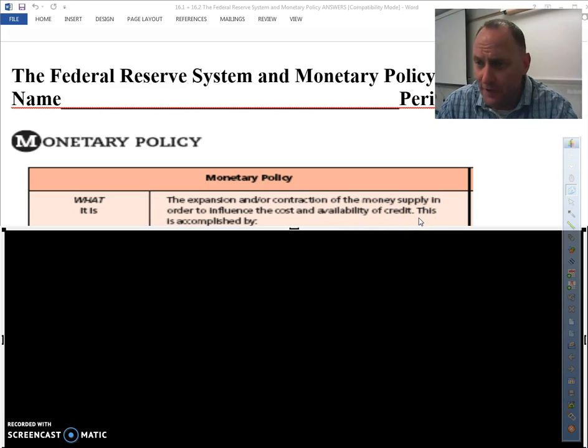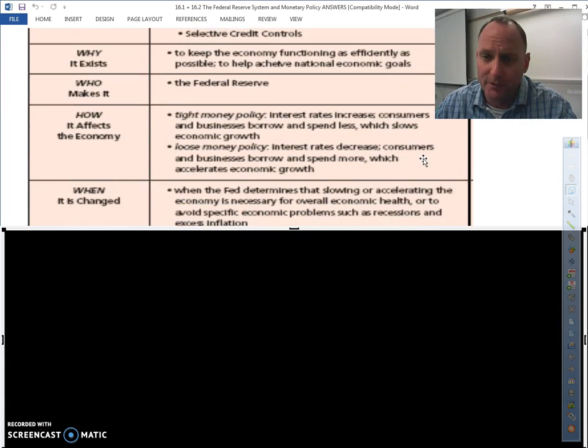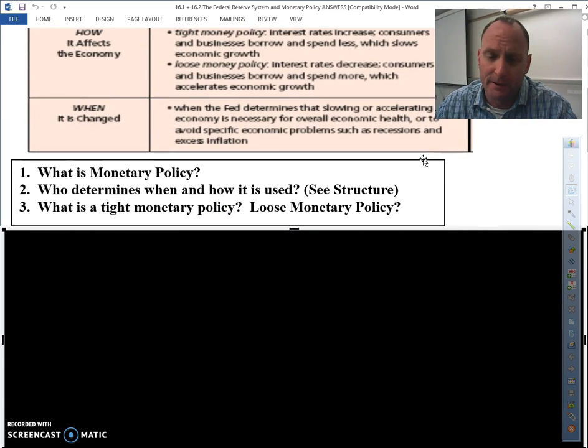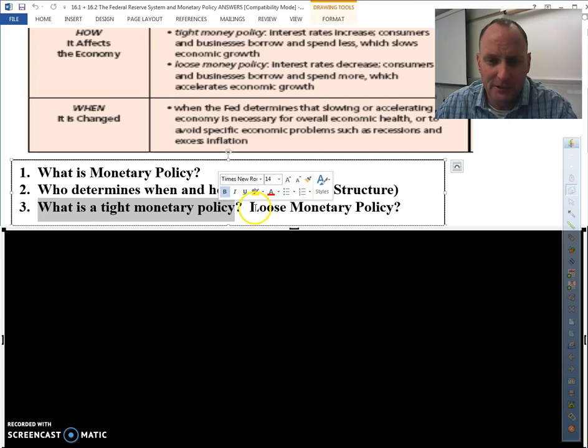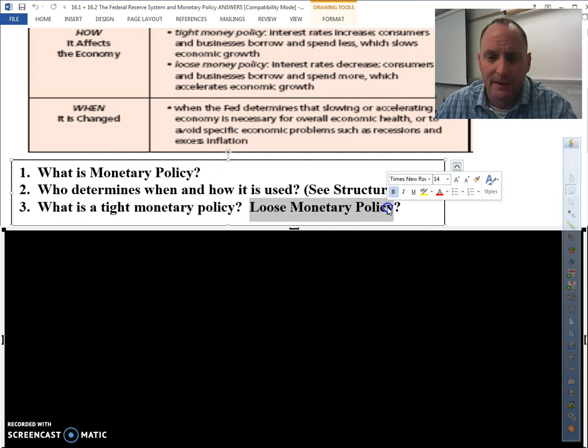So the Fed, in its infinite wisdom, tries to manipulate the money supply through some of the tools that I mentioned we're going to talk about in a little bit, which affects people's ability to gain access to money or not. And if you remember from earlier units, there were a couple of policies we talked about. We talked about tight monetary policy and loose monetary policy.